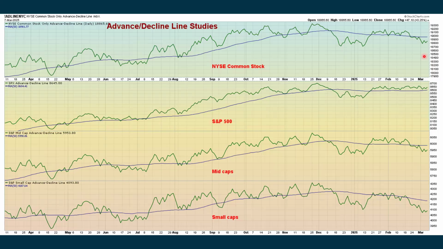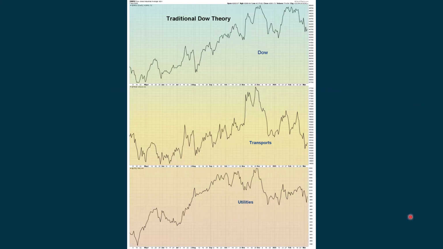Then we look at just some other stocks and compare them with the S&P. Now, when I look at this, and I use this in the daily video, I say this is positive because the S&P is still above the moving average. But if you look at the other indexes, the NYSE common stock, the mid caps, and the small caps, they're all underneath the moving average.